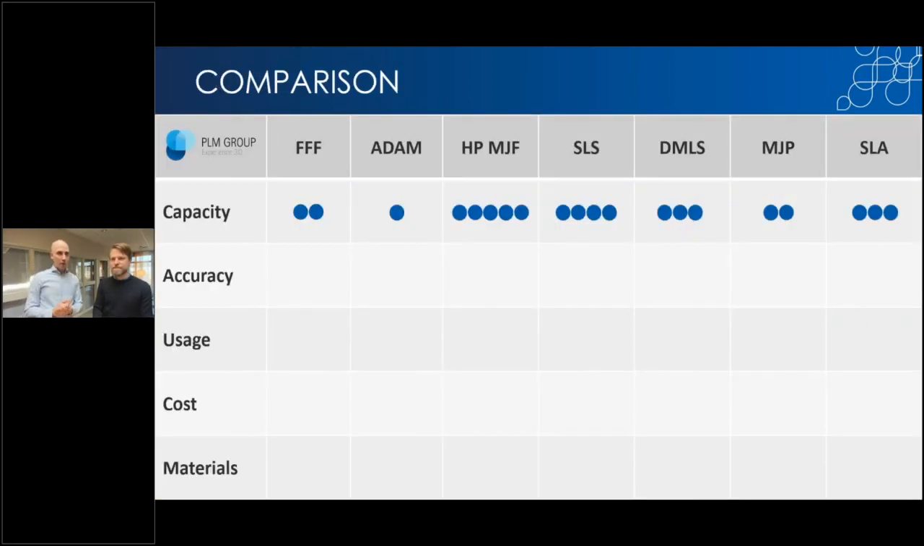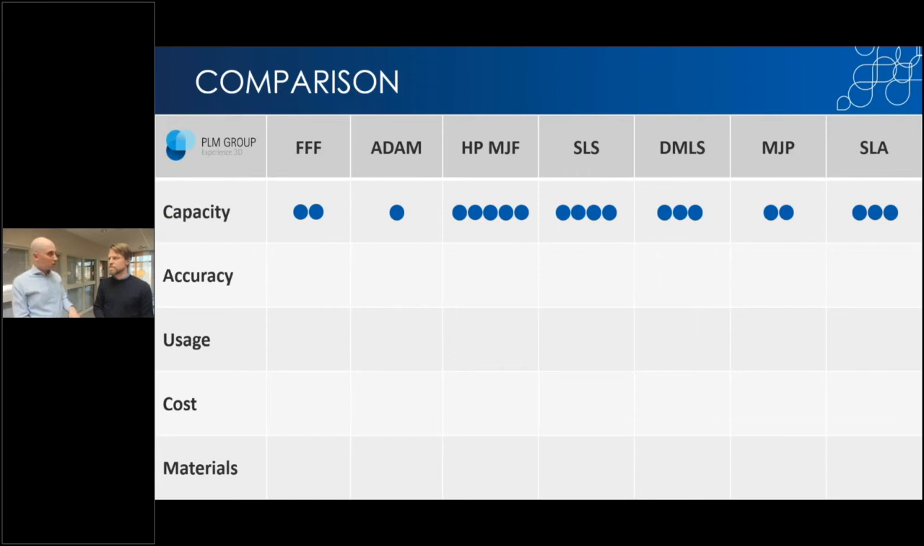So the final slide really is the comparison, which might be the most important, because the goal of this really short summary of what's out there is to be able for you to pick a technology that's well suited for you. So let's go through one metric at a time, starting with capacity. If you want a high capacity machine, I would definitely go with an HP machine. That's the highest capacity machine out there.